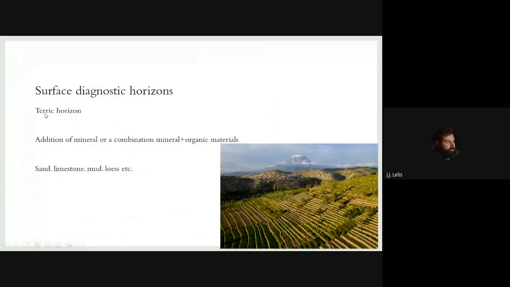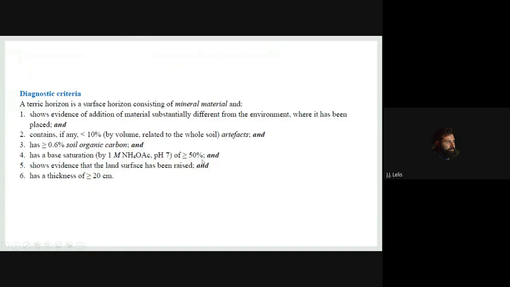Thermic horizon, a thermic horizon should possess an addition of mineral and organic materials. So it should possess evidence of the addition of material, okay? It should possess a high base saturation and evidence of a buried land surface. We don't have this specific information, so it's not a thermic.